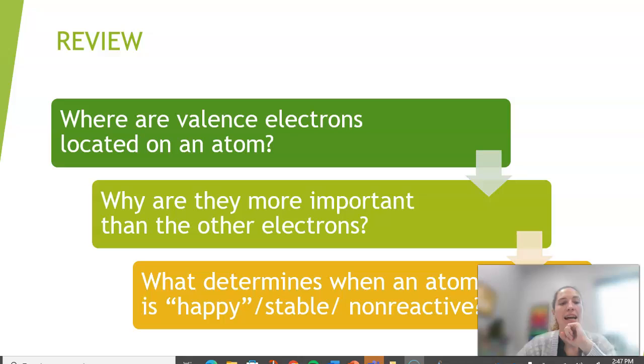What determines when an atom is happy, stable, or non-reactive? That would mean it needs to have a full shell of valence electrons, so all 8. If it does not have 8 valence electrons, that means it is a reactive atom, and it will attempt to bond with other atoms until it can become stable with those 8 valence electrons.